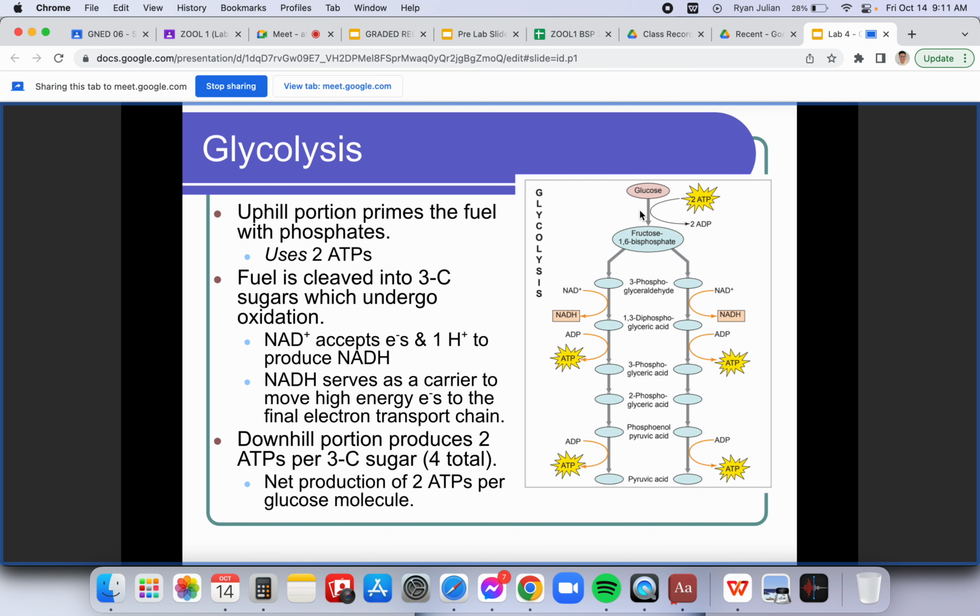Okay, the uphill portion, which is right over here, primes the fuel with phosphates. It utilizes 2 ATPs per carbon molecule. The second step is that the fuel is cleaved into 3C sugars, which undergo oxidation, yielding NAD+ that accepts electrons and 1 H+ to produce NADH. It serves as a carrier to move high energy electrons to the final electron transport chain. As for the downhill portion, it produces 2 ATPs per 3C sugar, having 4 in total, wherein the net production is 2 ATPs per glucose molecule.